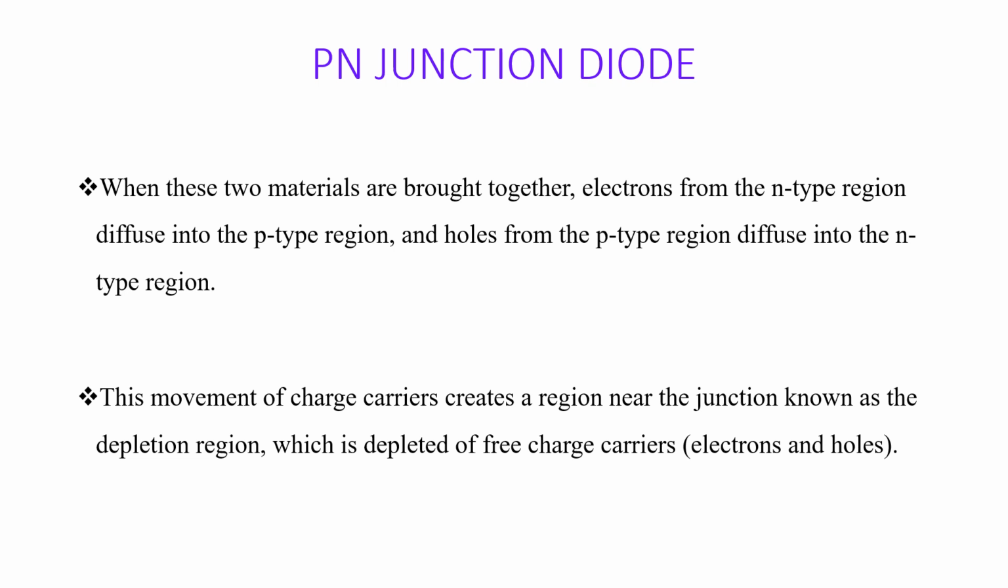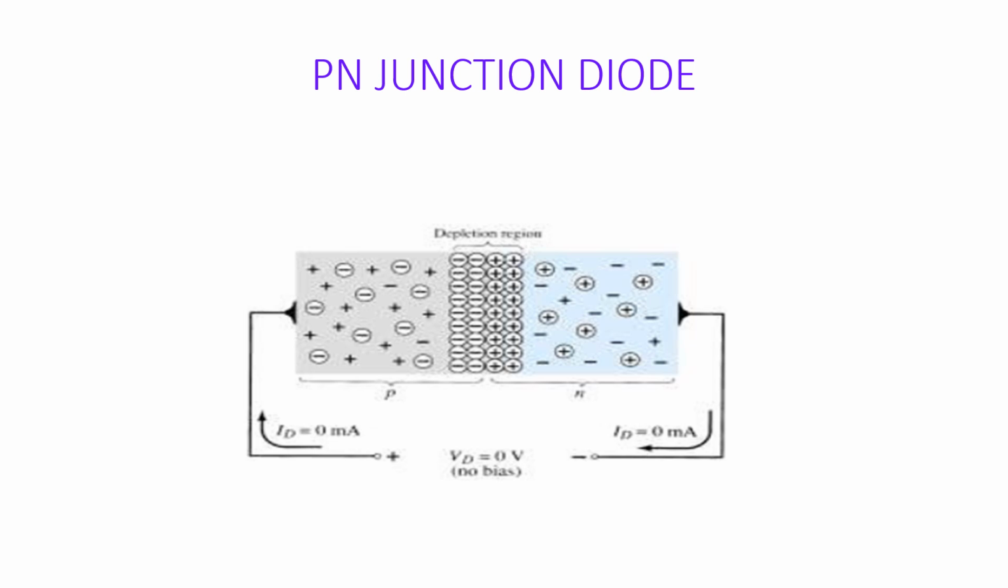When these two materials are brought together, electrons from the n-type region diffuse into the p-type region, and holes from the p-type region diffuse into the n-type region. This movement of charge carriers creates a region near the junction called the depletion region, and this depletion region is depleted of free charge carriers, that is, electrons and holes. The figure shows an unbiased PN junction diode.